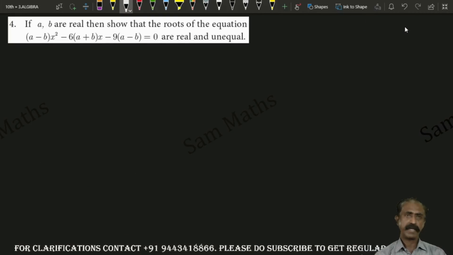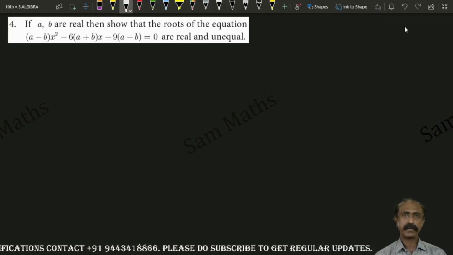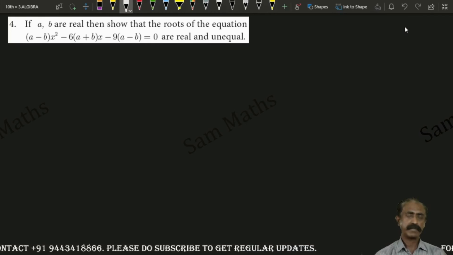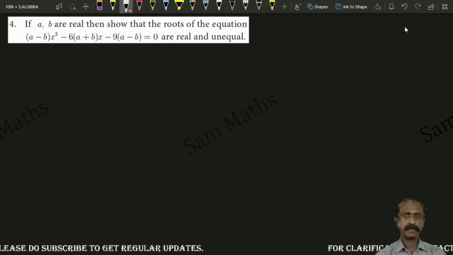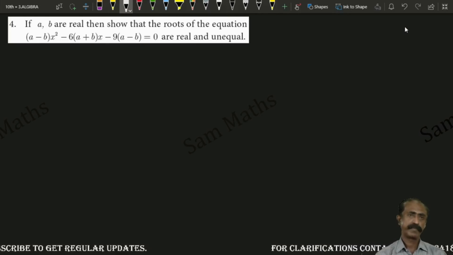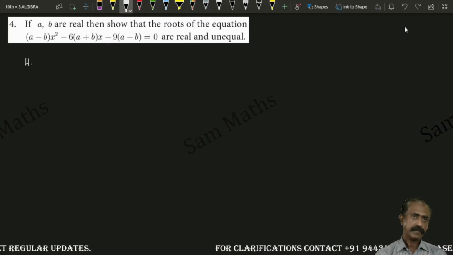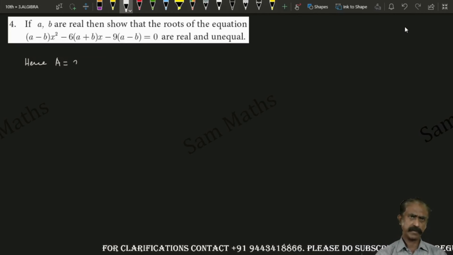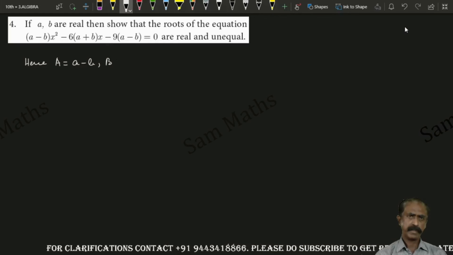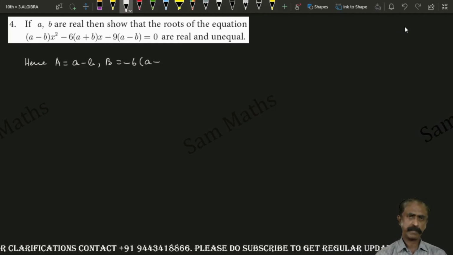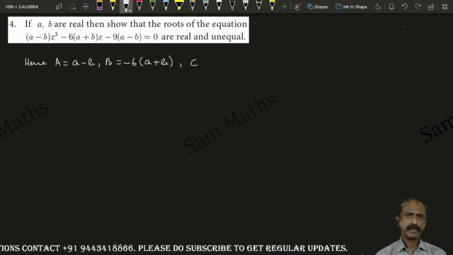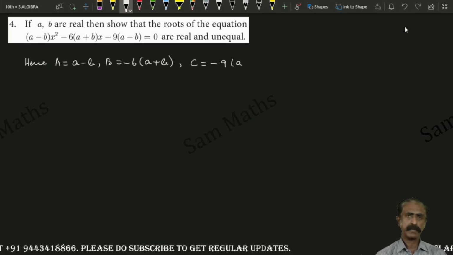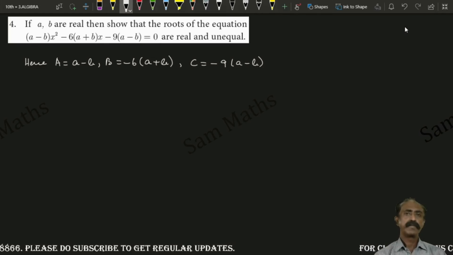Fourth question: if a, b are real, then show that the roots of the equation (a minus b) x square minus 6 (a plus b) x minus 9 (a minus b) equal to 0 are real and unequal. Here we can write from the equation, a is equal to a minus b, b is equal to minus 6 into a plus b, and c is equal to minus 9 into a minus b. We have to prove the roots are real and unequal.